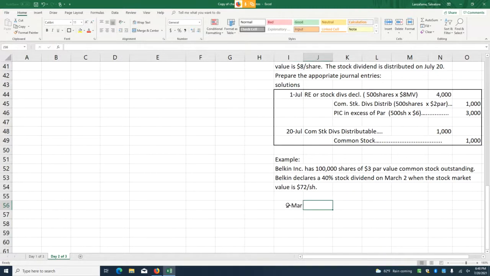So it looks like it's March 2nd. So we are going to debit retained earnings or the stock dividends declared. And now we've got to do the percentage here. So 100,000 times 40%, not $40,000, 40,000 shares. And we're going to multiply that by the par. So 4 times 3, what's that? 120 grand.